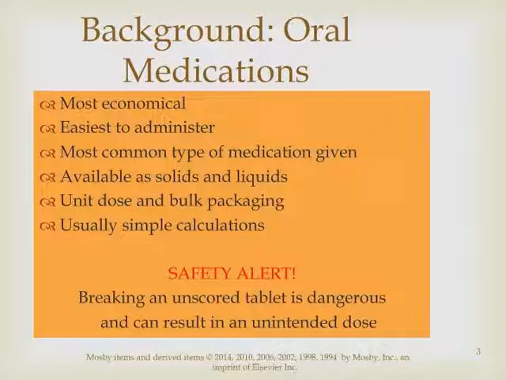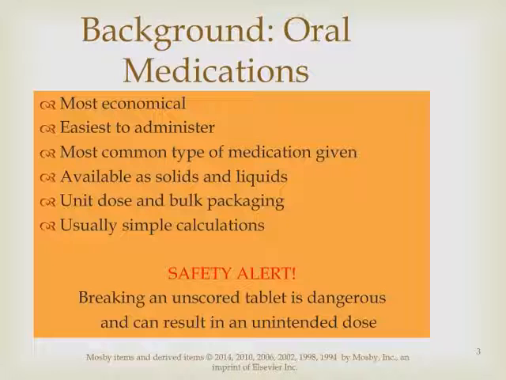Some key points about oral medications is that they're the cheapest usually, and they're fairly easy to administer. We need to remember that they come in several different ways, whether they be in solid or liquid, and they can be unit dosed or bulk packaged, which is usually the way that oral medications come. So it's important to remember that you're going to have to pour a portion of the oral medication out for the patient to take. And usually the calculations are fairly simple. It's really, really important that you do not break or cut an unscored tablet because you may be giving the wrong dose.